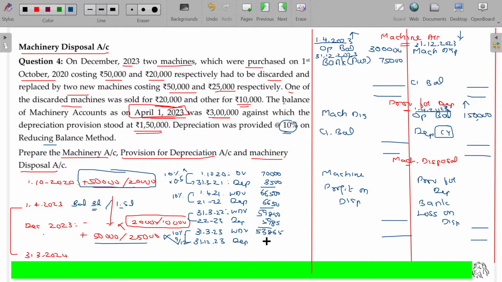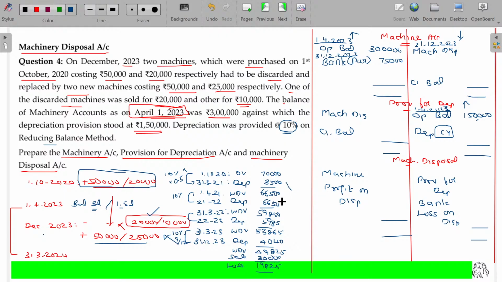I hope the value is 4,040. Am I right? Yes, sir. 4,040. Then this is the WDV as on the date of sale, the date of sale being 49,825. And both the assets were sold for 30,000 rupees. From this, it is very clear we have a loss on sale of 19,825.